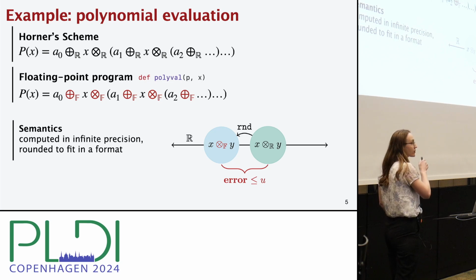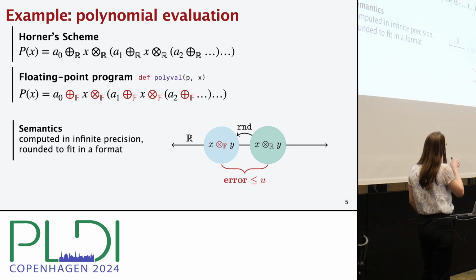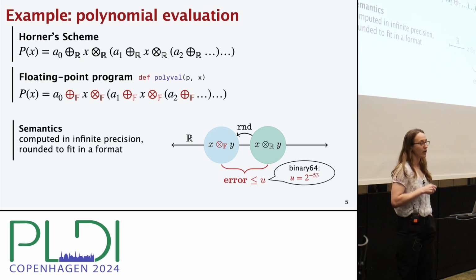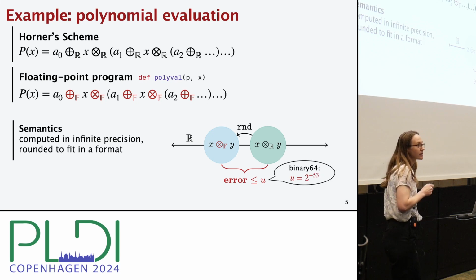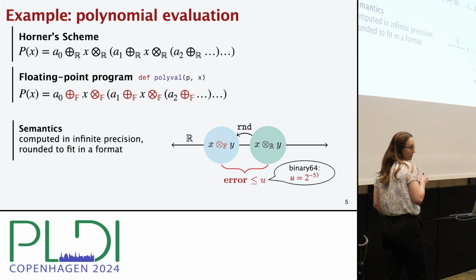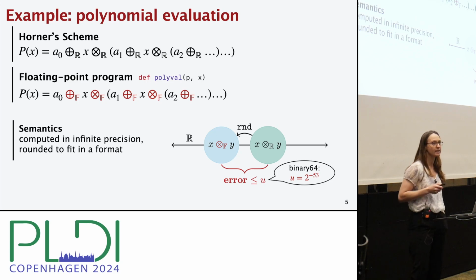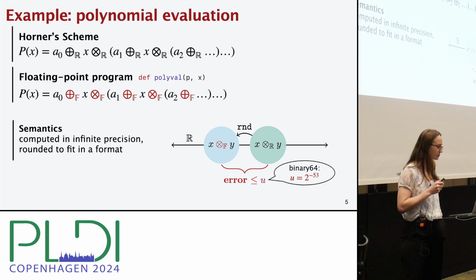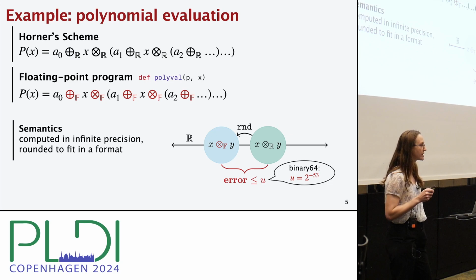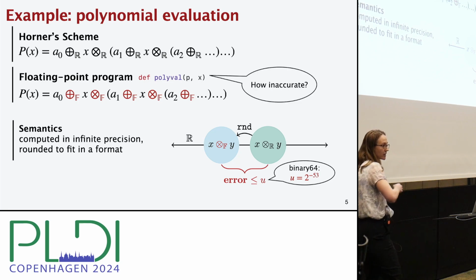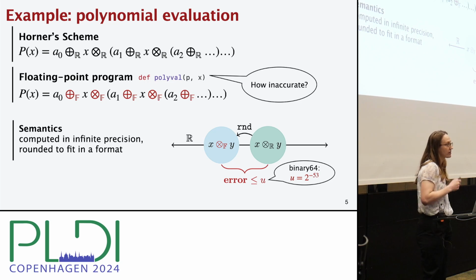And every time the rounding for the results of a floating point operation occurs, some error is incurred. Now, if we're working, for example, in binary64 or double precision, we know an upper bound on that error. It should be something like 2 to the minus 53, depending on the rounding mode and some other details. But this only tells us the error associated with a single floating point operation, right? And our polyval function is the composition of many such operations. So we still need to answer this question of how inaccurate we should expect the result to be.